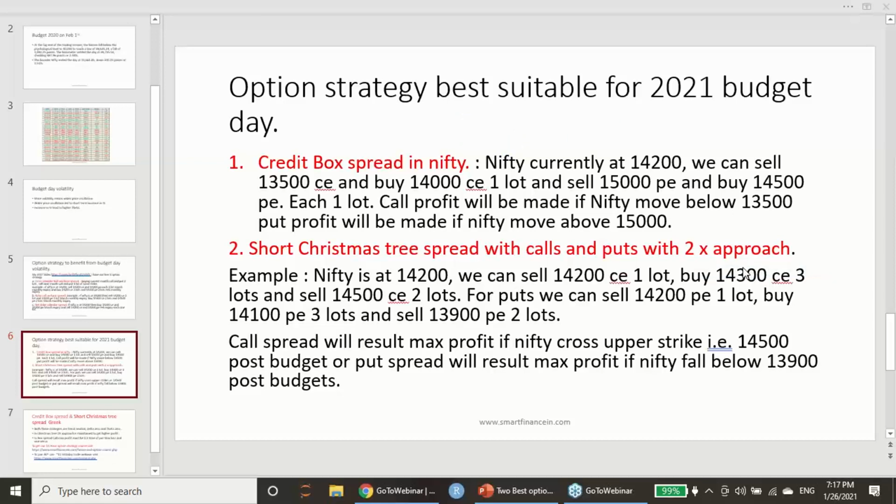There you cannot form any delta neutral position. Even if you form it, it will be wrong because you are assuming the delta of the option is greater than 1, and the delta of the future also greater than 1 in those cases, which is not true at all. So fine, we'll come to this particular subject of credit box spread and short Christmas tree spread.